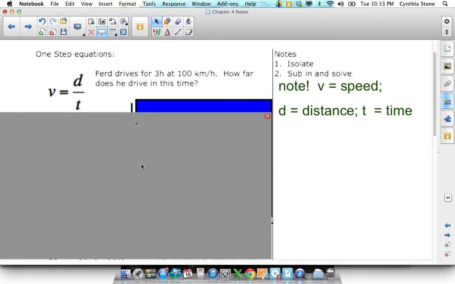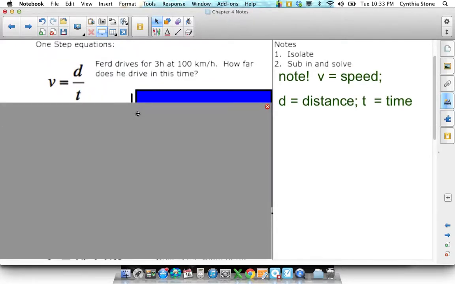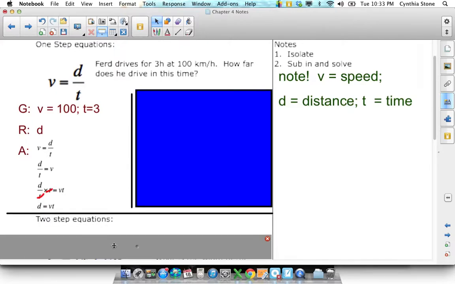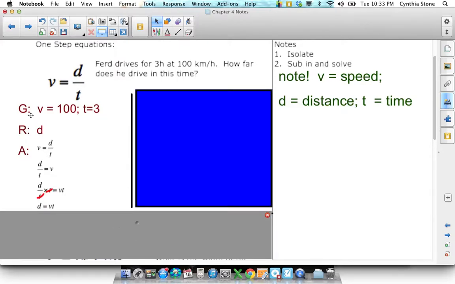The question is, if he drives for 3 hours at 100 kilometers per hour, how far does he drive? Well, I like to use a chart for these questions, so I list my givens. Speed is 100, T is 3. I'm looking for D. How far means D. First step in rearranging, I took the equation and flipped it around again to get D on the left.